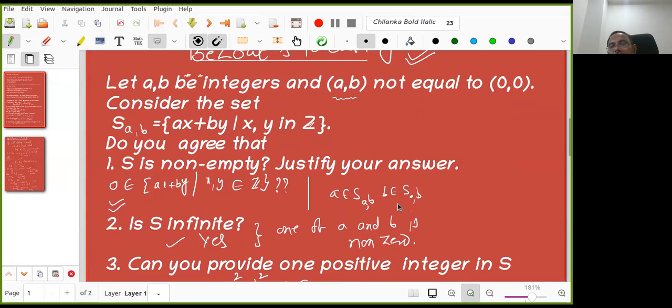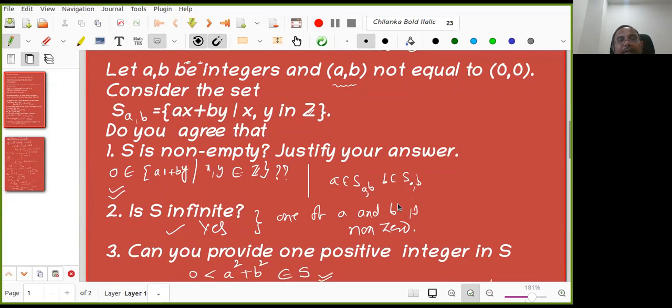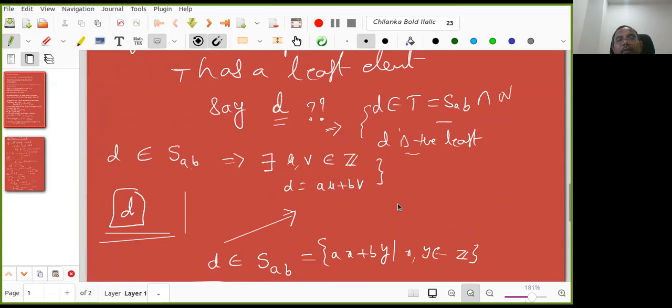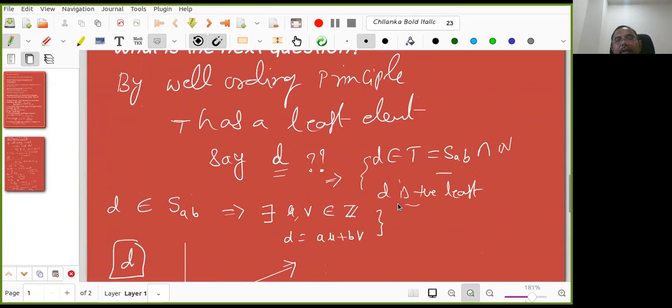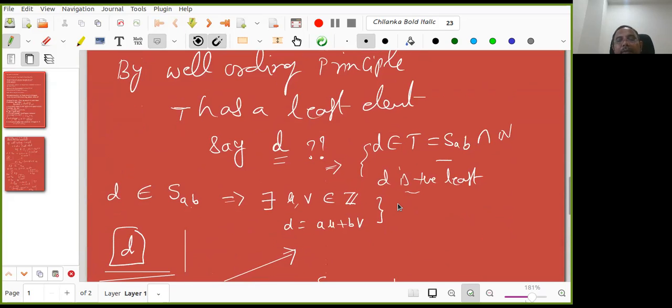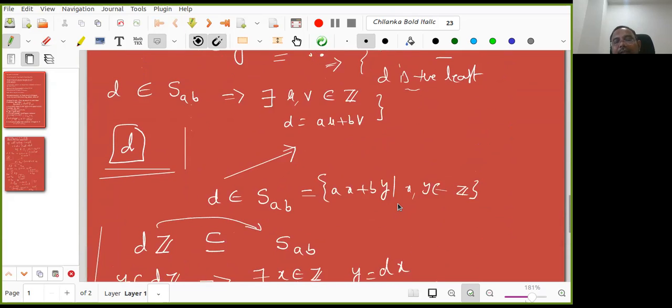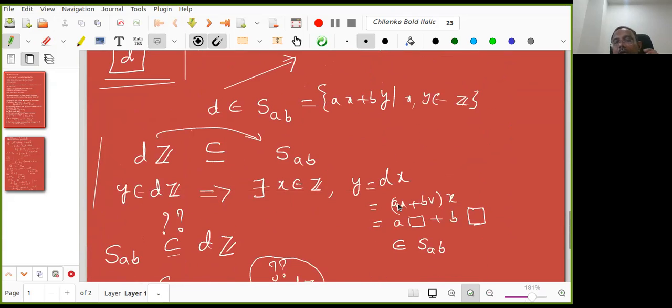So now forget about all those intermediate details. D is the least positive integer in SAB. So SAB is infinite and it contains positive elements, and I take D to be the least positive integer in SAB. Now, since D is already in SAB, D is of the form AU plus BV for some U and V. And DZ is clearly contained in SAB. This is what we proved.